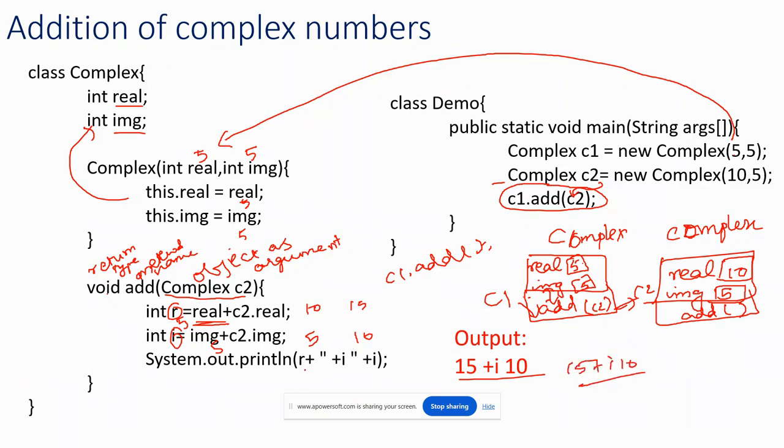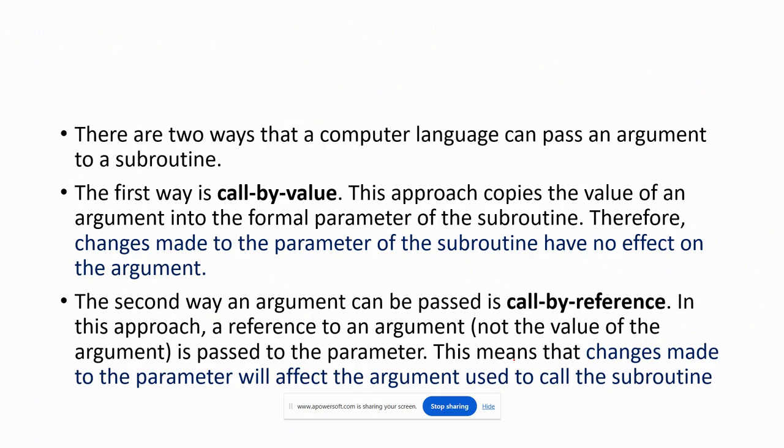So I am printing R plus I. Whatever is inside double quotes will be printed as such, right? So the value 15 is printed, then i is printed, and the value 10 is printed. If it is confusing, you can change it to j. So 15 plus j10 will be printed. So this is the addition of complex numbers we are performing using object as parameter.